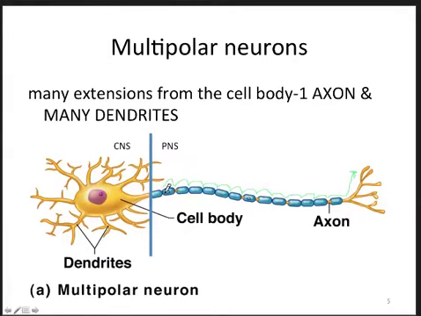Remember that each of these myelin segments is one Schwann cell, and the myelin serves as an insulator.